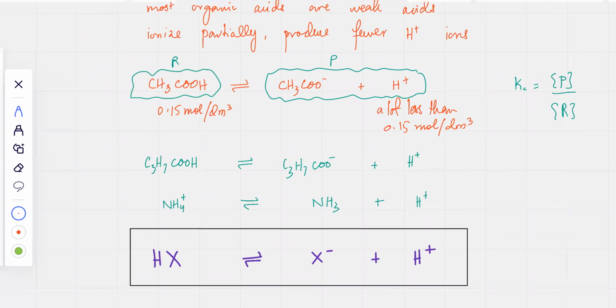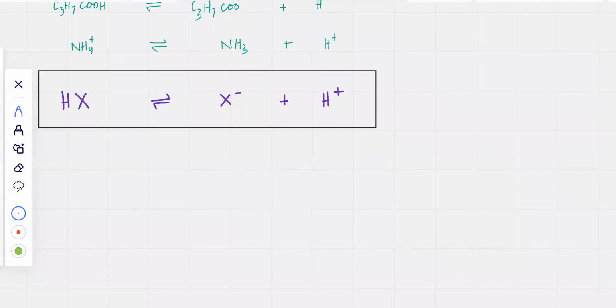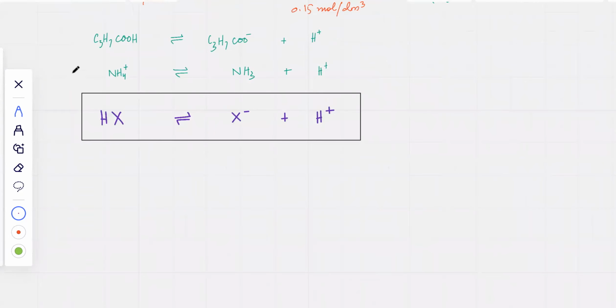Sir, but weak acids don't dissociate much, so they don't. No, so there's a reversible reaction. I mean, the amount of ions that are going to be produced, they're going to be a lot lesser compared to this. Like if you have 1,000 molecules, the amount of ions that are going to be produced are going to be very, very less compared to this. Is that clear? Okay.